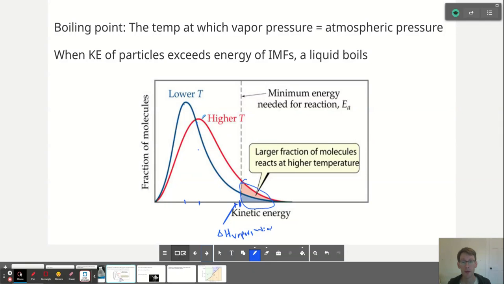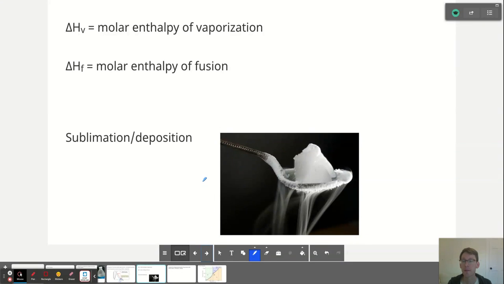Moreover, when you compare the higher temperature distribution to the lower temperature distribution, it has higher vapor pressure. Of course, water is going to have lower vapor pressure at 20 degrees Celsius than 80. Notice that a smaller number of particles exist in this region of having enough energy to break free from the liquid. So that is boiling point.